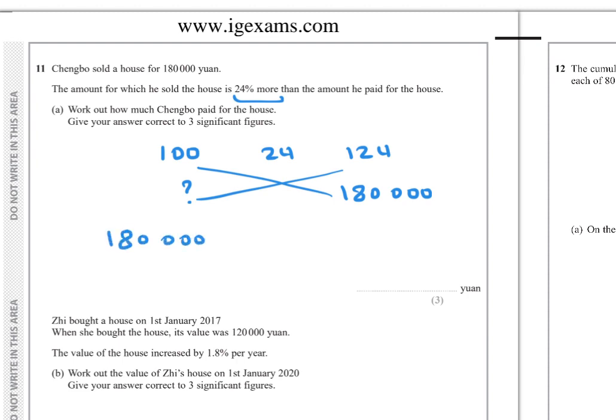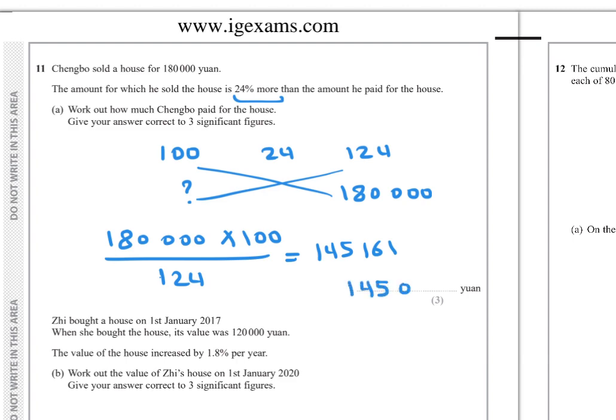180,000 times 100 divide by 124 equals 145,161 to the nearest unit. Now to 3 significant figures, 145,000.